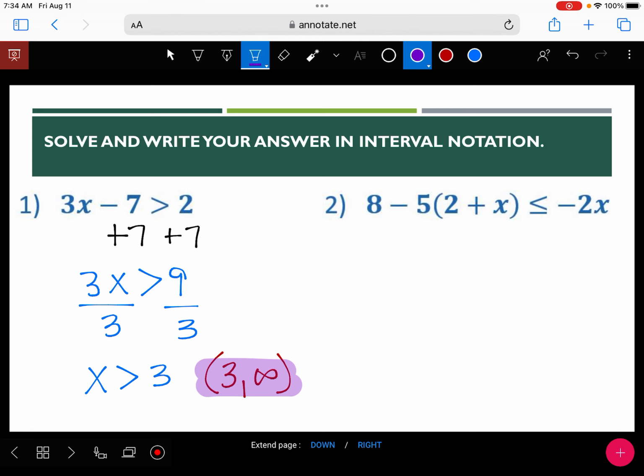Okay, let's look at number 2. Go ahead and distribute the -5, combine your like terms, and try to solve it for x. So this is our last question for today. So appendix 9, again, is just interval notation and solving inequalities.